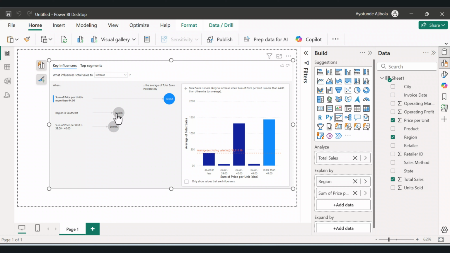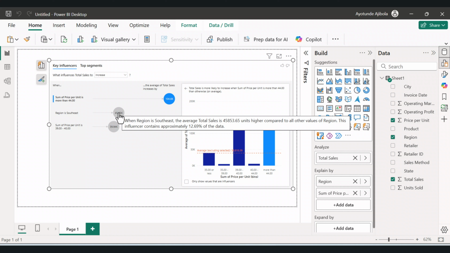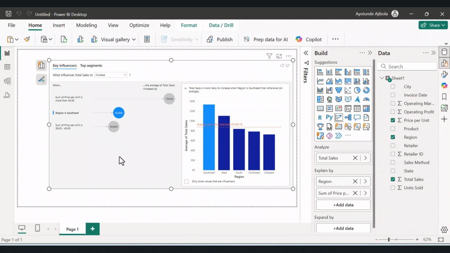If we click on the second influencer, region, when the region is southwest, the average of total sales increases by $45,000. This identifies a key geographical driver. This visual provides a direct data-backed answer to the common why questions we get from stakeholders, presenting it in an intuitive and easily understandable format.